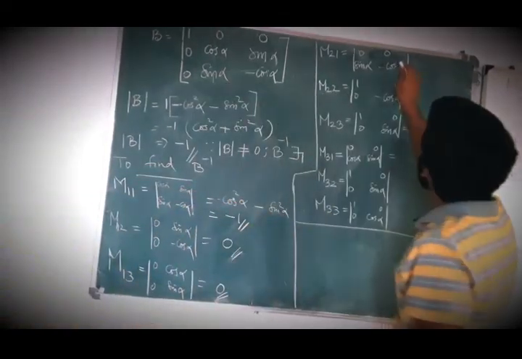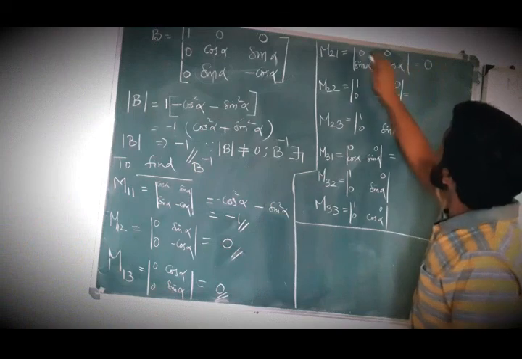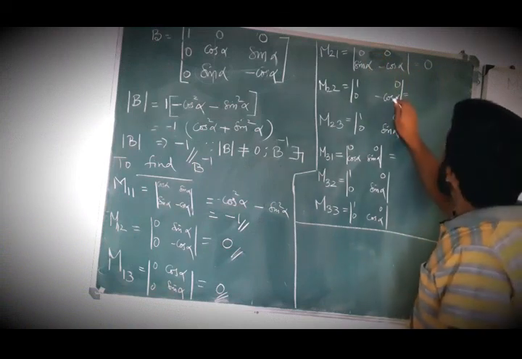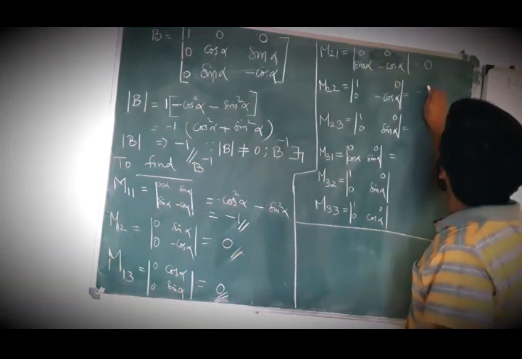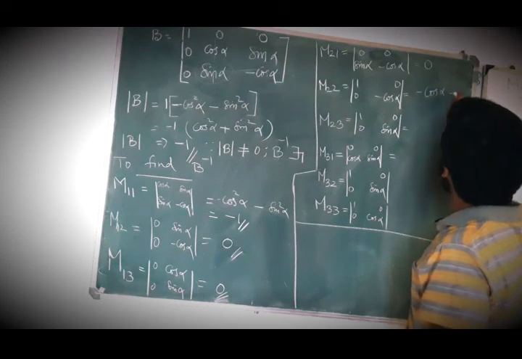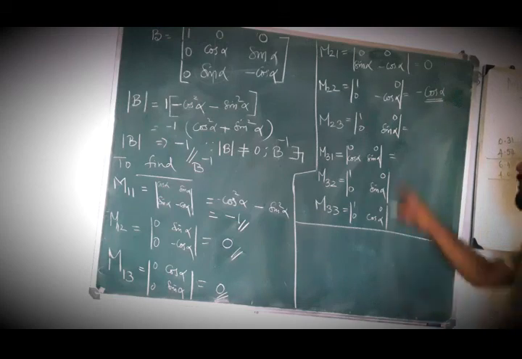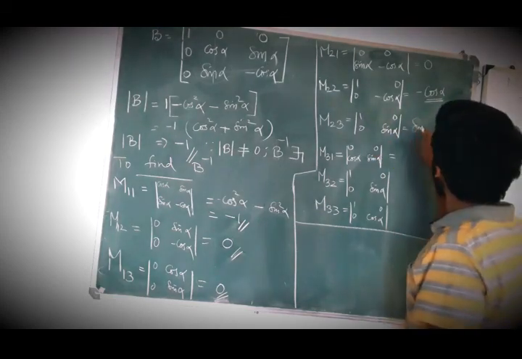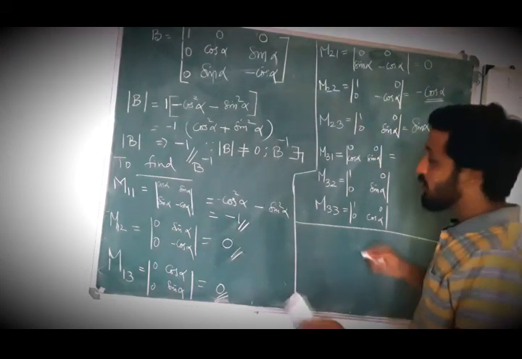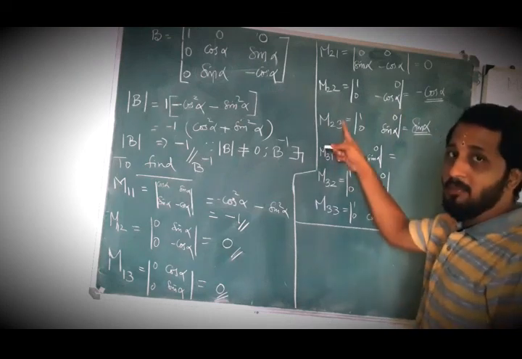Now m21. Here it is also 0. Yes or no? Now minus cos alpha into 1, minus cos alpha. Minus 0 into 0, 0. So the answer is minus cos alpha. Yes or no? Now sin alpha into 1, sin alpha, minus 0, so sin alpha is the answer for m23.